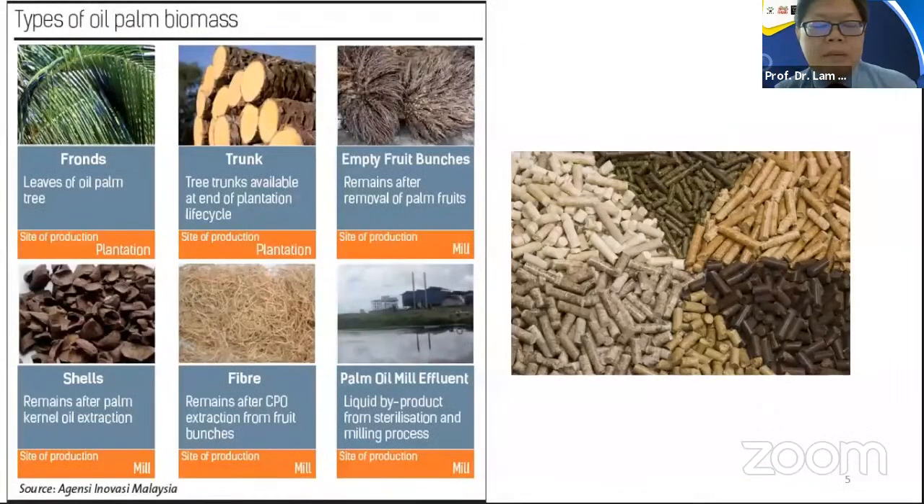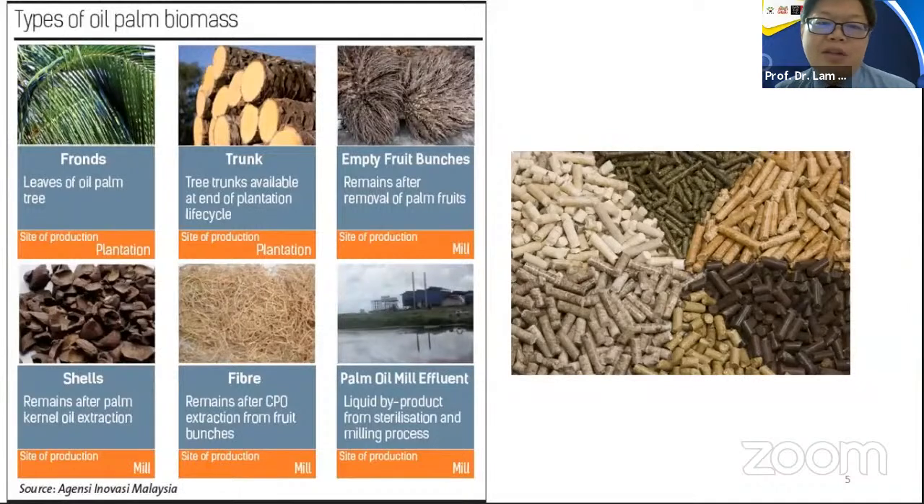We focus on the biomass from the palm industry. First of all, we have the frond. The frond is a very good biomass, because, I'm not sure if you believe me or not, but if you have a chance, try to bite the frond, because the frond is full of sugar. As scientists, you should understand that if you have a lot of sugar, you can convert it to a lot of useful chemicals. Sugar is very easily converted to other chemicals.